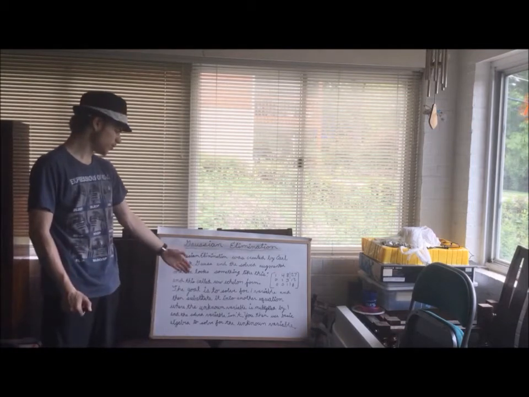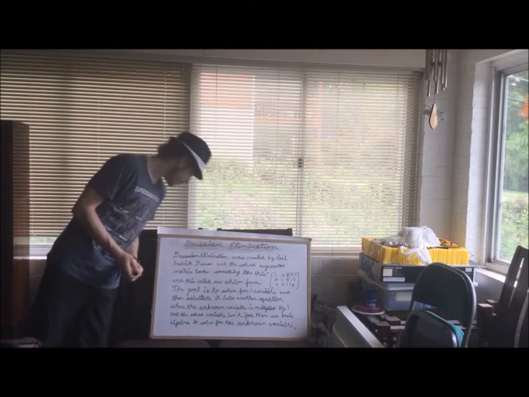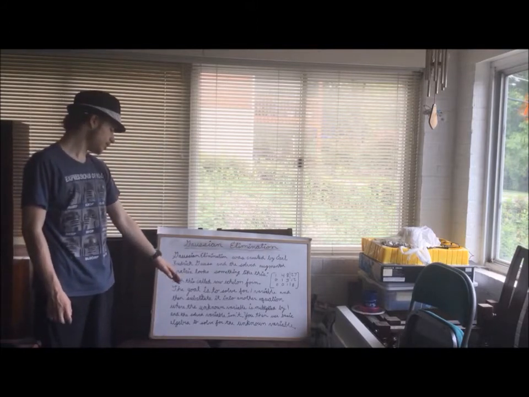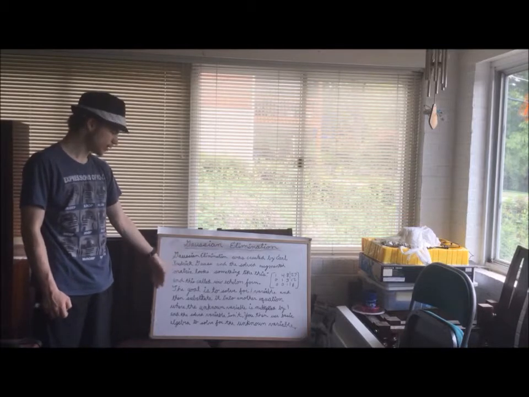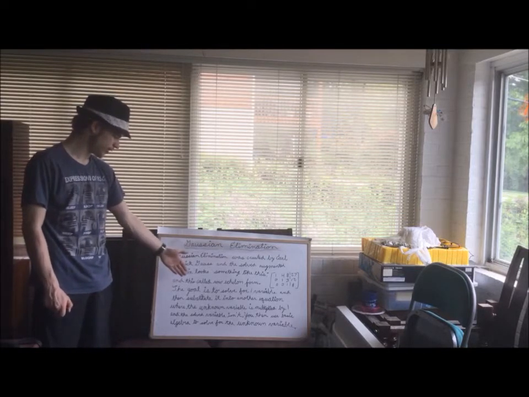The goal is to solve for one variable, like right here, and then substitute it into another equation where the unknown variable is multiplied by 1 and the solved variable isn't. You then use basic algebra to solve for the unknown variable.